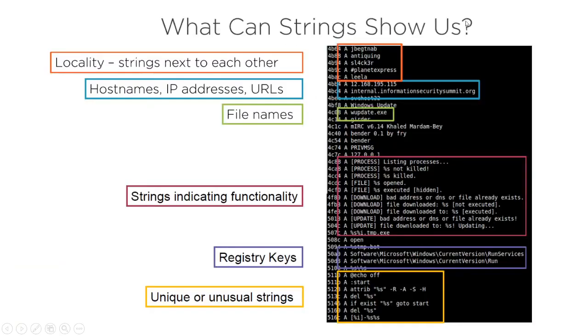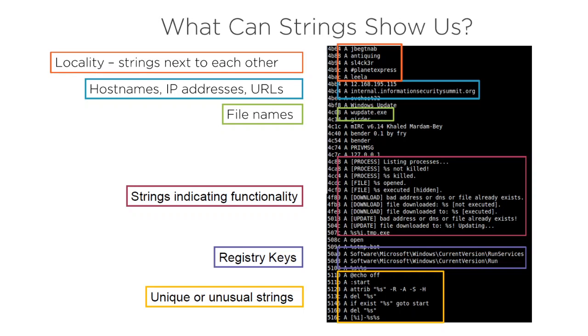So what can strings show us? The right side in the black picture represents the strings and their hexadecimal representation. This shows strings next to each other. The second box, in blue, represents some IP address, some URL, some website address. And in green, it has been boxed like wupdate.exe.